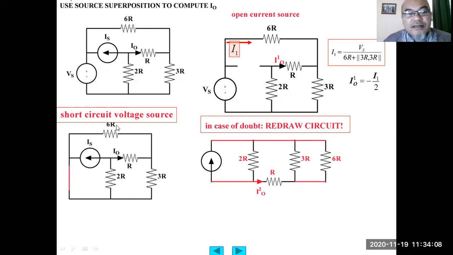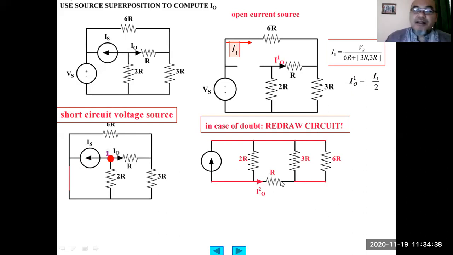So the 6R is basically in parallel with the 3R here, and then in parallel with this 2R, and the I output is between this one, the current source, and the branches of 2R and R. Yeah, this is the I output. It goes towards the R. So this is this branch.